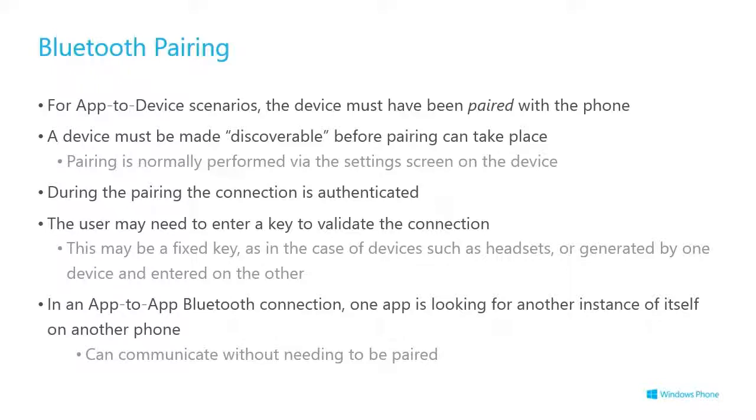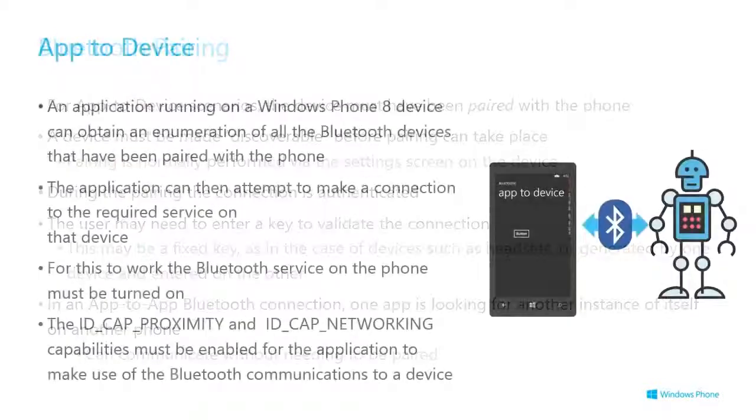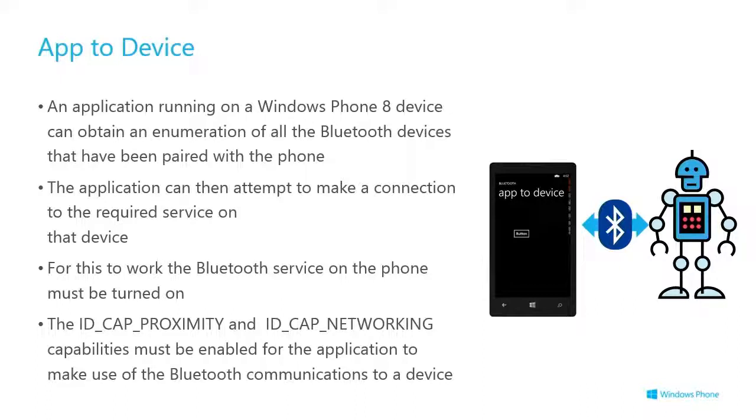So that's the app-to-device scenario. And like I said, with the app-to-app Bluetooth connection, one app is looking for another instance of itself or its other Windows 8 version of itself on another device, and that doesn't need the pairing. So, app-to-device. Nice picture of a robot there.